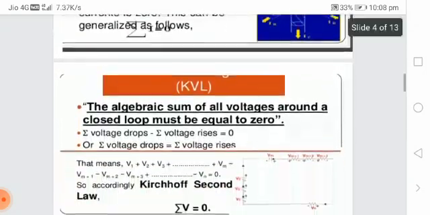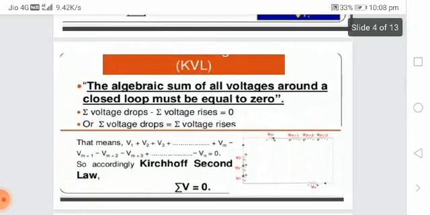Now we will see Kirchhoff's voltage law. The algebraic sum of all voltages around a closed loop must be equal to 0. That is, sigma of voltage drops minus sigma of voltage rises is equal to 0.